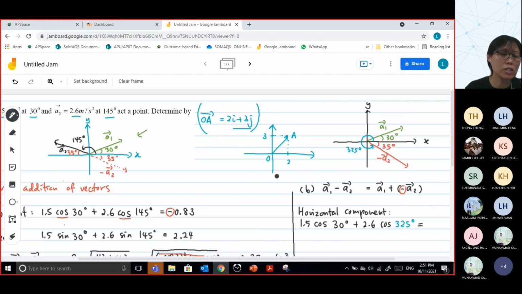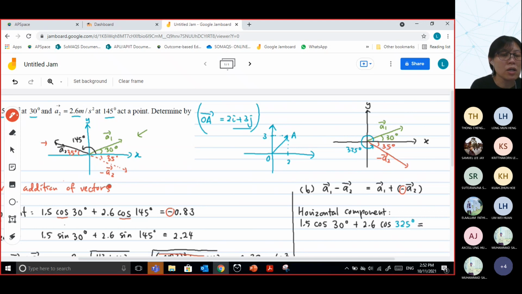Okay, so how is 325 coming? Saad, look at the earlier diagram. Can you see this is the vector for A2? But now our vector is minus A2. The vector with a minus sign means the opposite direction. So this is the opposite direction.